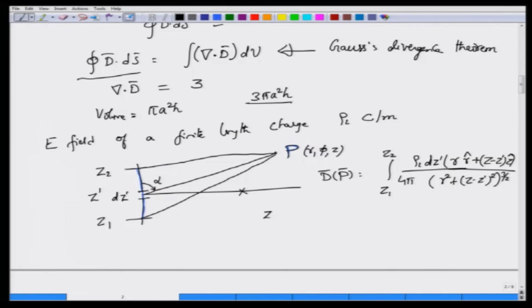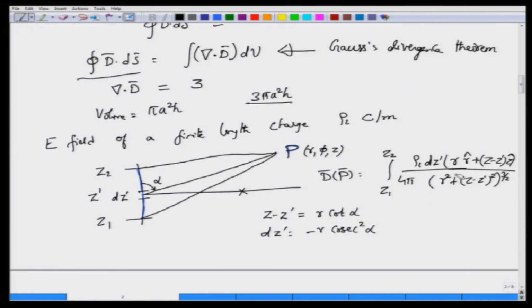So, you can try z minus z prime is equal to r cotangent of alpha, r cot alpha, which implies that dz prime will be equal to minus r cosecant square alpha. You remember that cot is 1 by tan and cosecant is 1 by sine. I hope that you remember these two formulas from trigonometry. So, you can substitute for this.